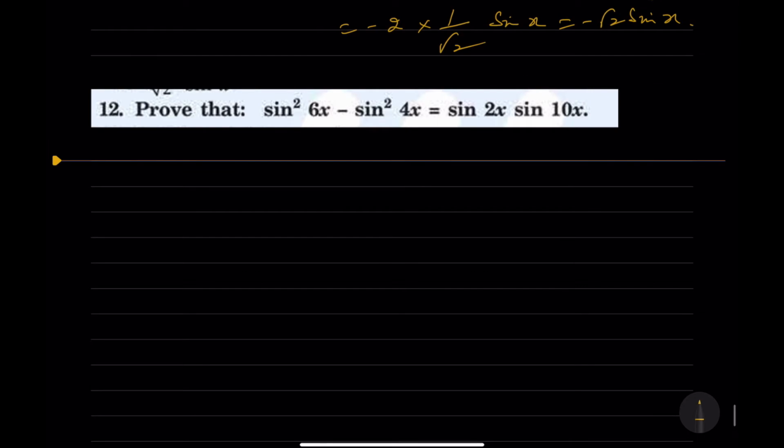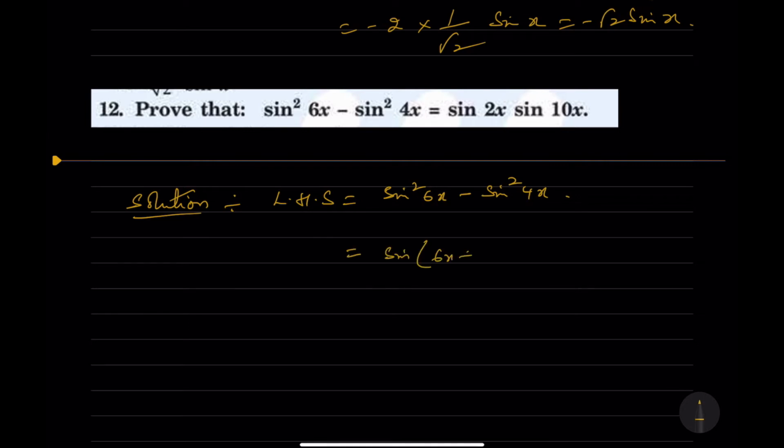Now going into the 12th one, prove that sin square 6x minus sin square 4x is equal to sin 2x sin 10x. So how do we do this problem? We'll see in the solution part. So what's the solution? We'll write down here. Solution of this is equal to, here sin square 6x minus sin square 4x is equal to sin (6x plus 4x) into sin (6x minus 4x).